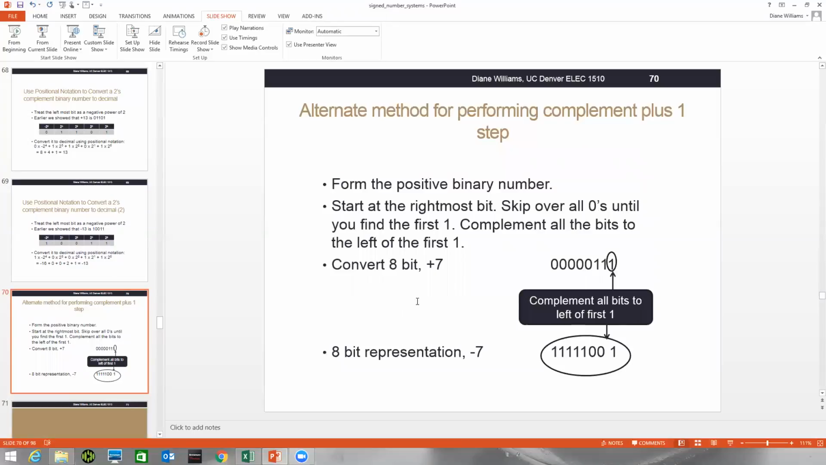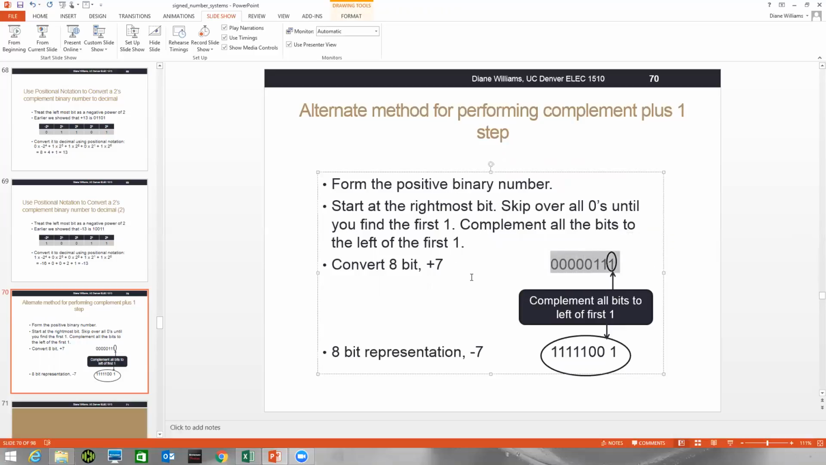All right, now there's an alternate method for converting numbers, the complement plus 1 step, right? So if you have a positive binary number and you want to convert it to 2's complement, the easiest way to do that for a negative number is to write the number in its positive form. So in this example, we're going to take positive 7 and turn it into negative 7. So we form the positive binary number. In this case, I formed an 8-bit number.